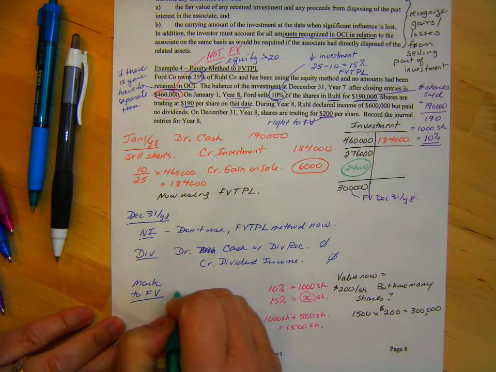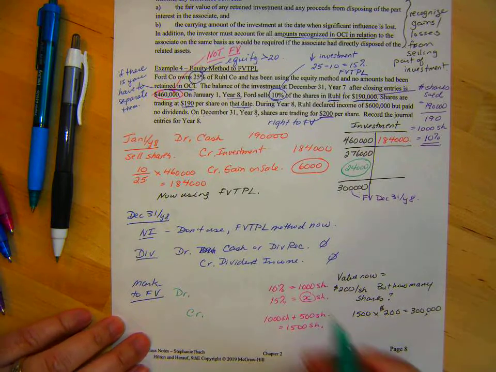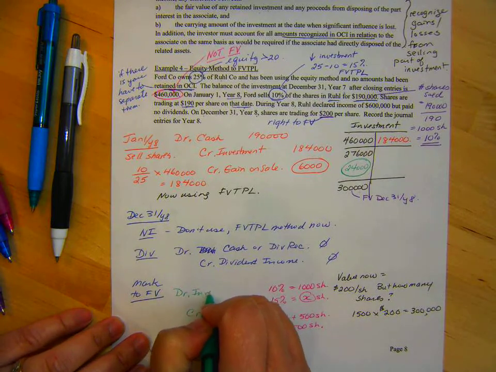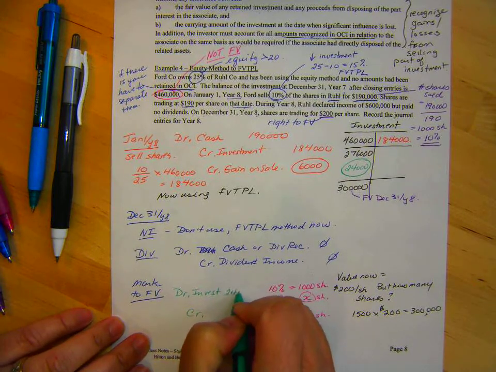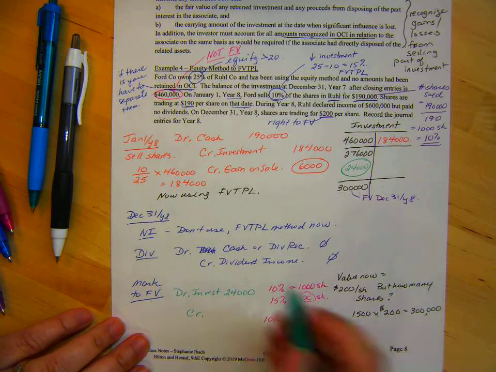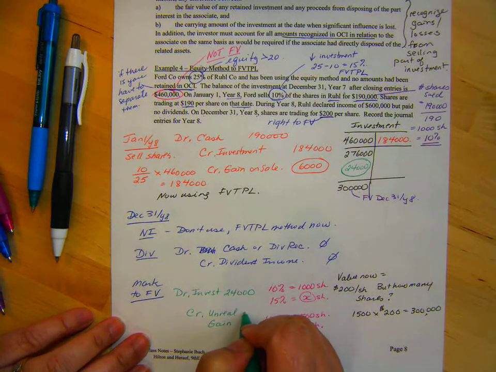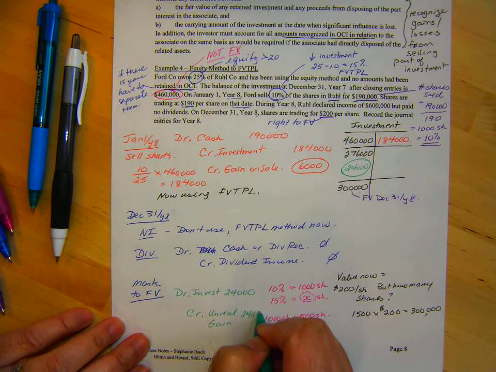So, are we debiting or crediting the investment? Debit the investment for 24,000. And what do we credit if we're using fair value through profit and loss? Unrealized gain for 24,000 also.